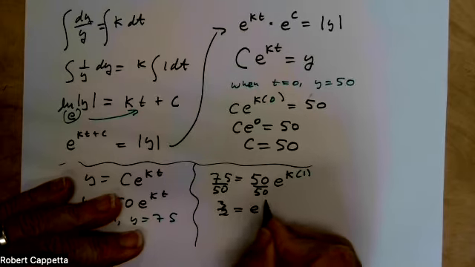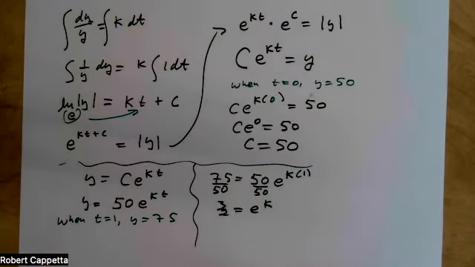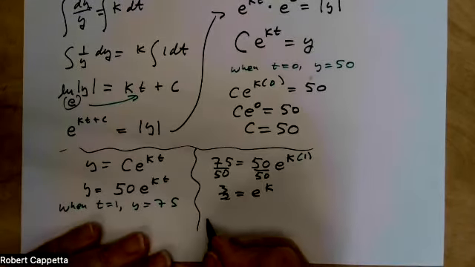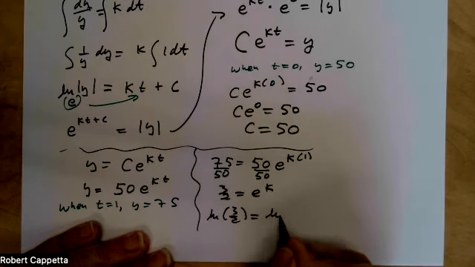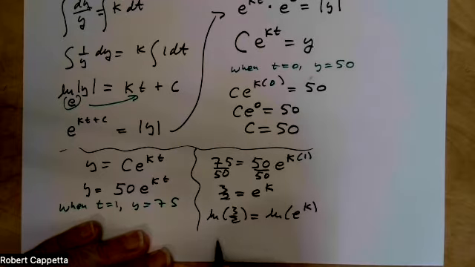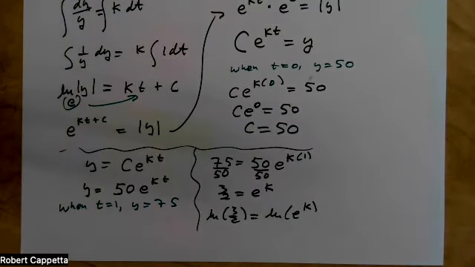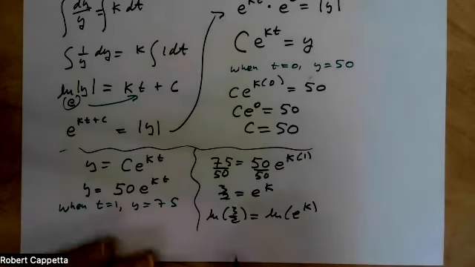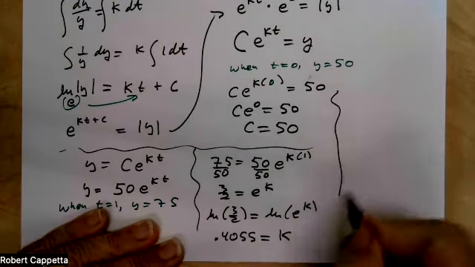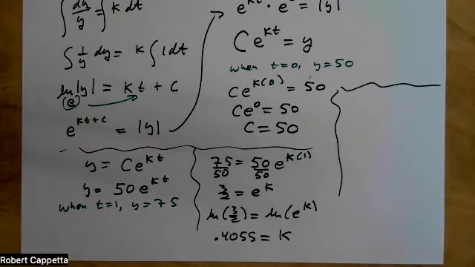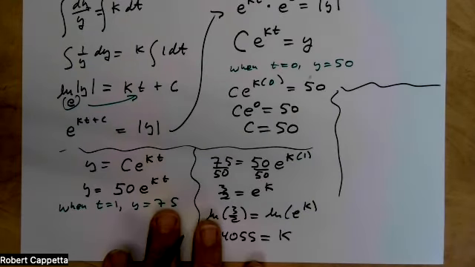So 3/2 equals e to the k. Then we will hit both sides with the natural log. So natural log 3/2 is natural log e to the k, which is just k. Natural log 3/2 as a decimal approximation is about 0.4055, we'll call it. 0.4055 equals k. And I think we are ready to go ahead and write the solution to this differential equation.